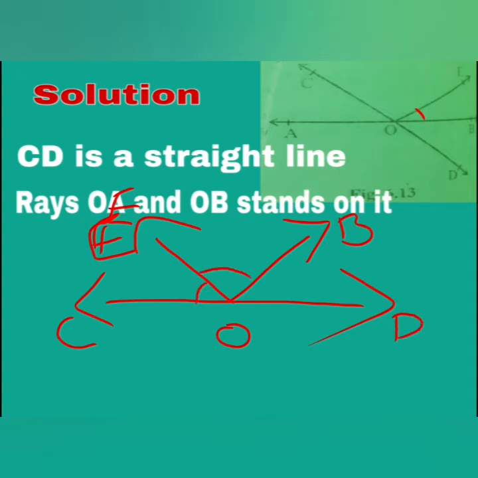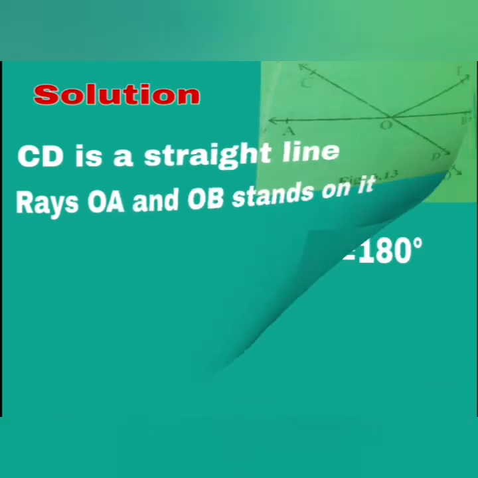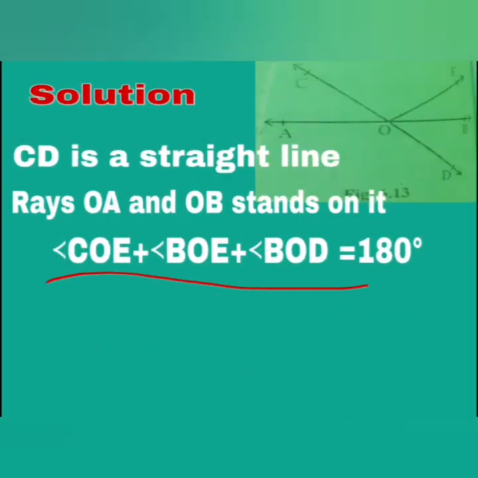Okay. So again, on this CD line, you are getting three angles, right? Three angles we are getting. So the sum of these three angles will always be equal to 180 degree, because CD is a straight line. On the straight line, we will always get a straight angle. Straight angle is divided into three parts. Whenever you add these three parts, your sum should be equal to 180 degree.